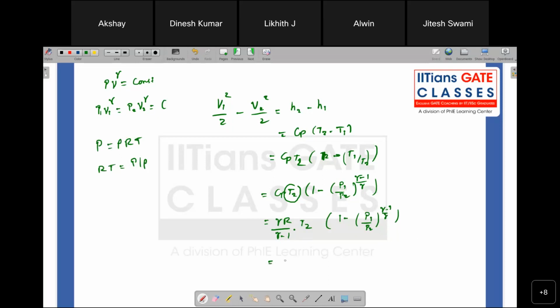So what I'm doing over here is gamma R T2 divided by gamma minus 1. If I take P2 outside, that is 1 by P2 to the power of gamma minus 1 by gamma, that is also equal to P2 to the power of gamma minus 1 by gamma minus P1 to the power of gamma minus 1 by gamma. All I am doing is taking the LCM.